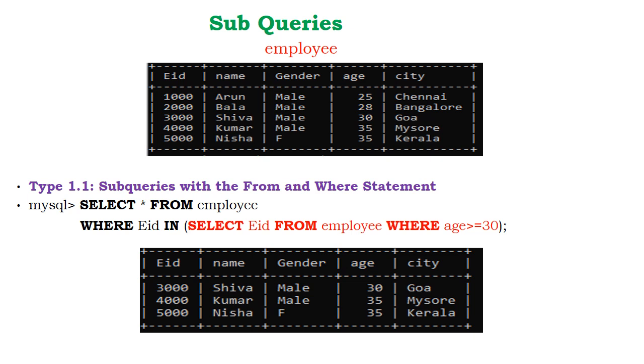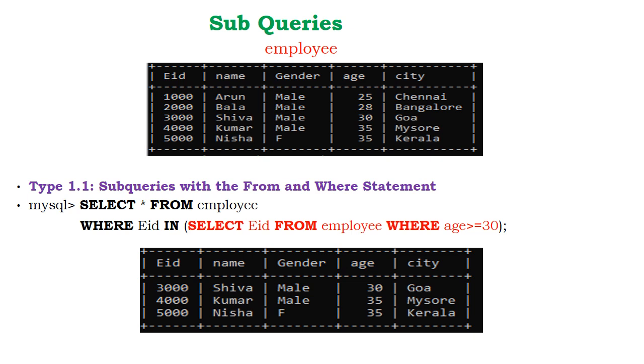Just look at the above table. In this table, first it will execute the subquery. What is the subquery here? We are going to find the employee ID. What is the condition? Age greater than or equal to 30. So what is the result here? The result is it will return 3000, 4000 and 5000. Only those employee IDs have age greater than or equal to 30. So again, 3000, 4000 and 5000.